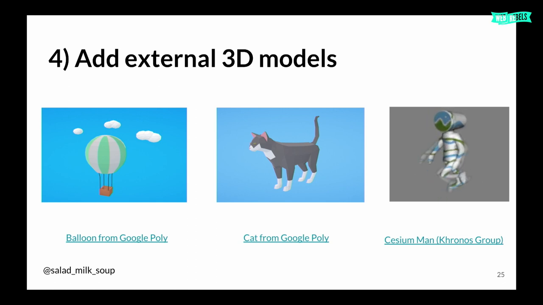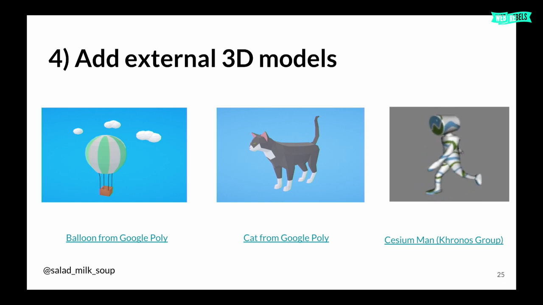And the preferable format is GLTF for the web. It's a format that's being pushed now by the Khronos Group, and it's a binary format, which makes it better for performance. It also supports animations, as we see with the Cesium Man here on the right. So we have these three models.